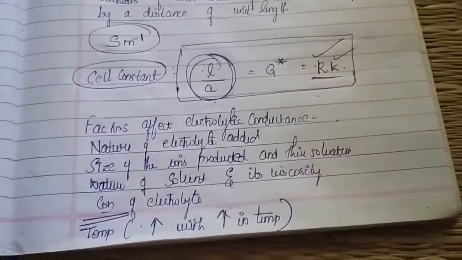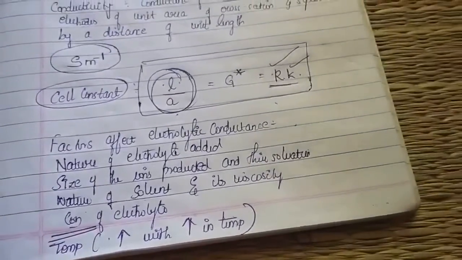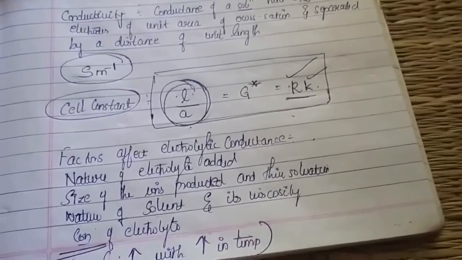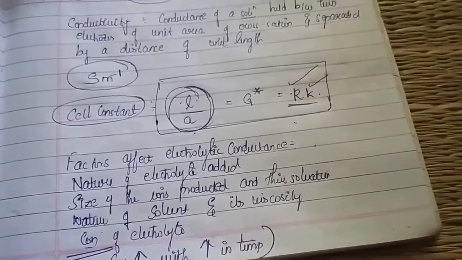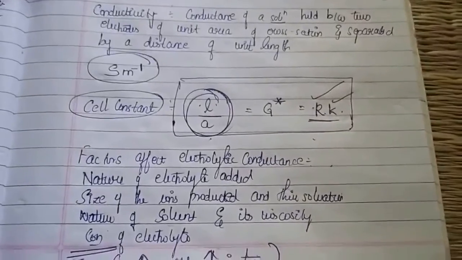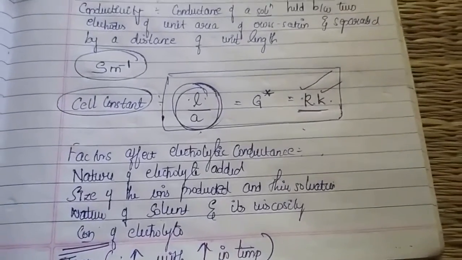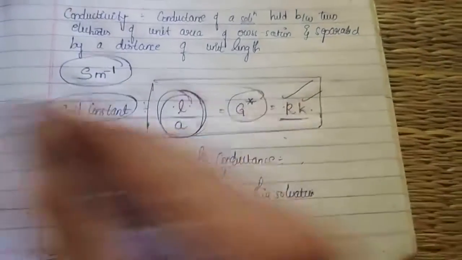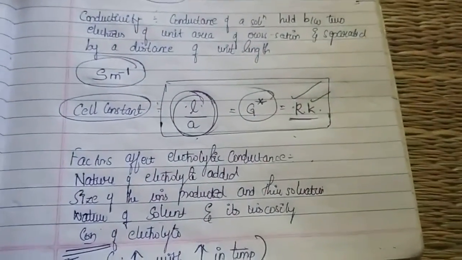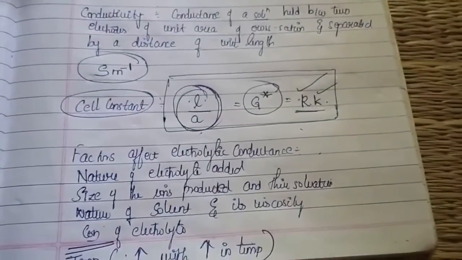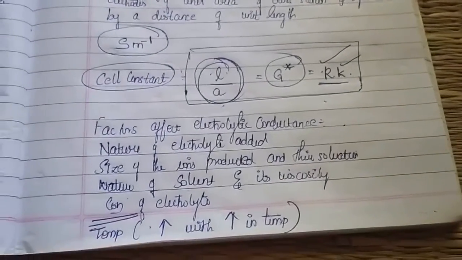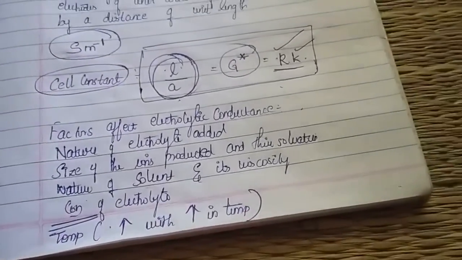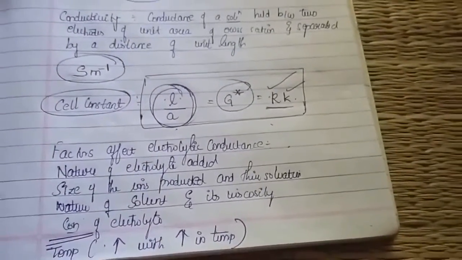So in today's session we have understood what we mean by resistivity, resistance, conductivity, conductance, the respective formulae and their SI units. We also came to know about the conductivity cell and the cell constant, which is denoted by G star. In our next video, the most important part we are going to understand is the concentration: how the concentration of the electrolyte is going to influence the conductance of the solution.